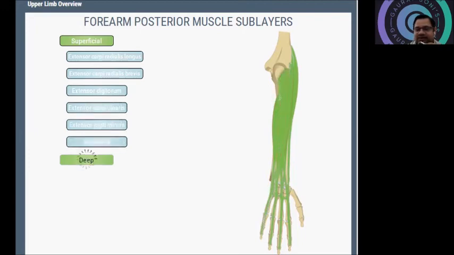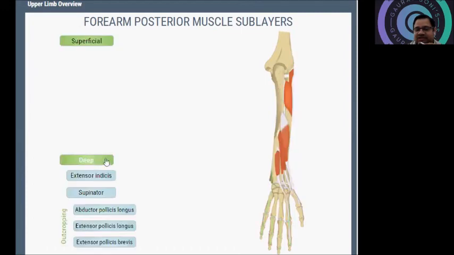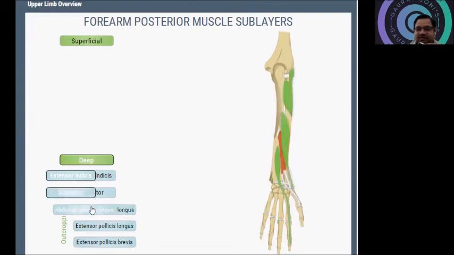And then in the deeper compartment, there are again a group of muscles. Extensor indicis, supinator, abductor pollicis longus, extensor pollicis longus, and extensor pollicis brevis. These are some group of muscles which are present on the posterior side of the forearm.